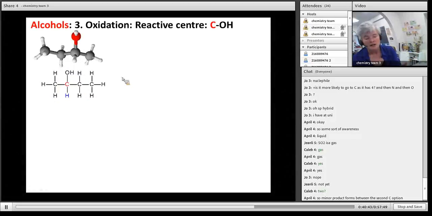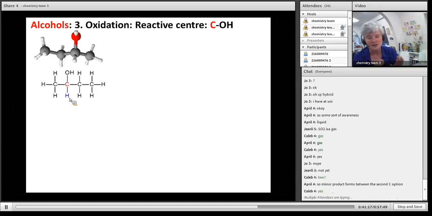Okay, then alcohols do something that the haloalkanes don't. So that we've got more types of reactions, and that is oxidation. If I have a carbon with an OH on it, and it has a hydrogen on it, it can be oxidized. If it doesn't have a hydrogen on it, it can't be oxidized. So, can primary alcohols be oxidized?